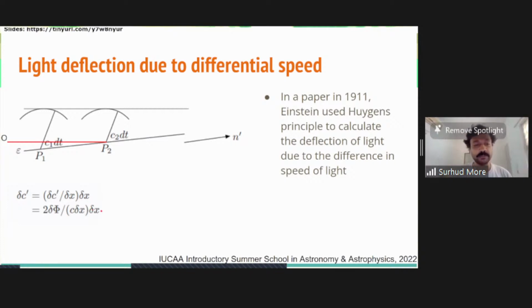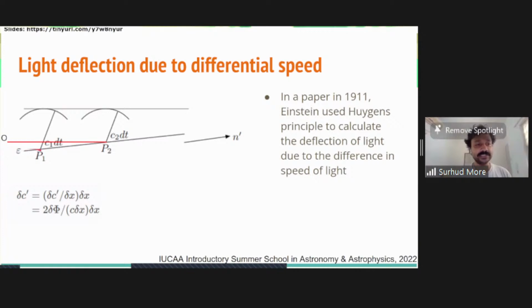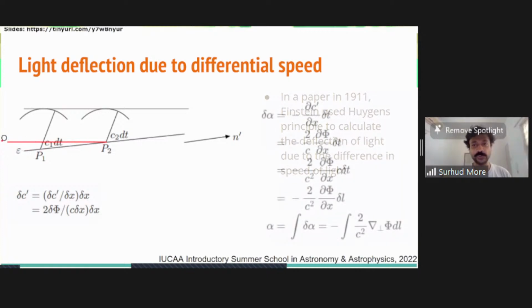So this is just coming from the fact that light slows down. Right? So that's all that I'm using. Now, what we want to know is by what angle this wavefront is tilted with respect to the new wavefront, right? So this angle is just the angle P1, P2, and O, which is shown here.